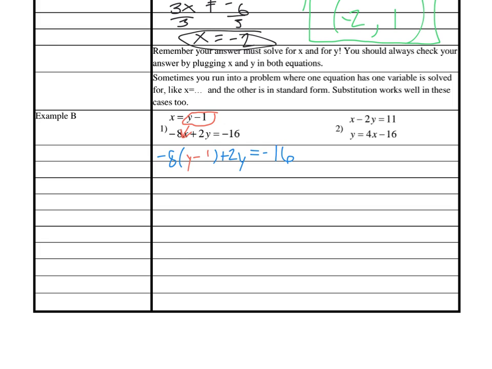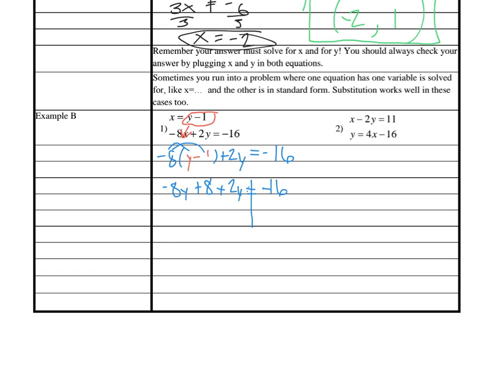So we're going to distribute. So negative 8 times y is negative 8y. And then negative 8 times negative 1 would be positive 8. And then we don't distribute anymore because that was the entire group. So plus 2y equals negative 16. So I want you to take a couple minutes here and go ahead and finish solving for y. So go ahead and get y by itself right now, please.